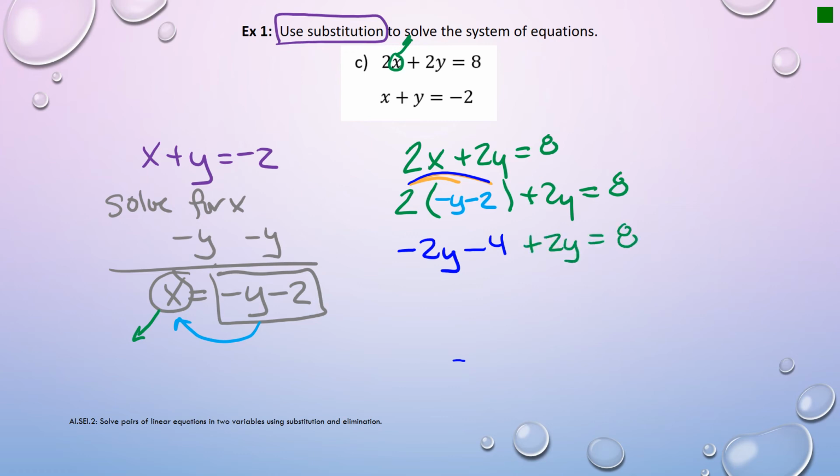Now, really important, these boxes, you hate putting them there, people. I'm telling you, put the box. Put the box, people. What can we combine? We can combine the y's. What happens? They become 0.